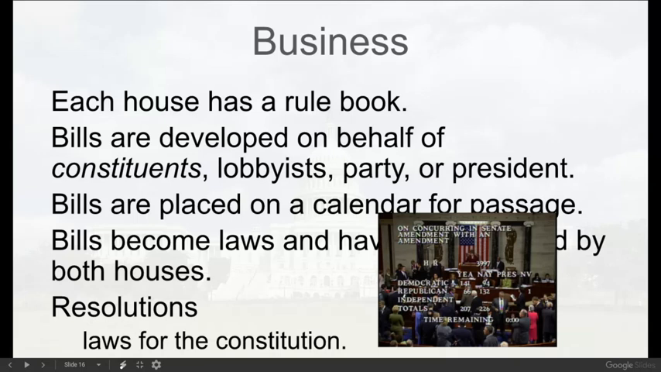In order for a bill to become a law, it has to be passed by both houses and then signed by the president. So the president isn't allowed to start the process, but he does have to finish it.